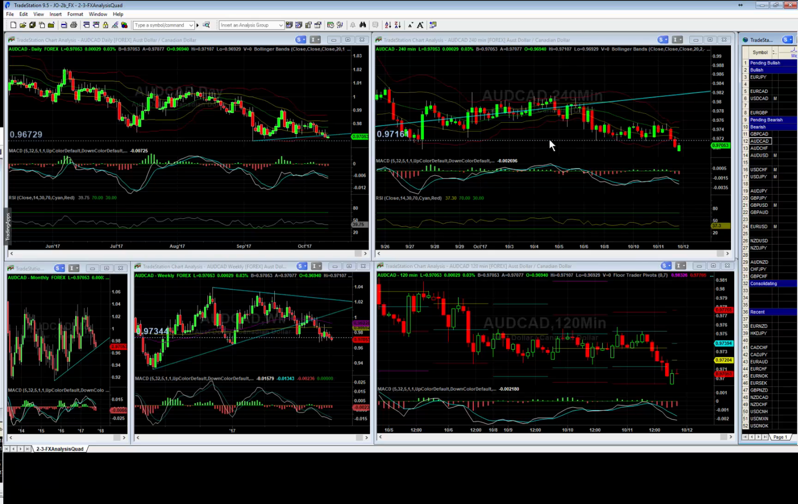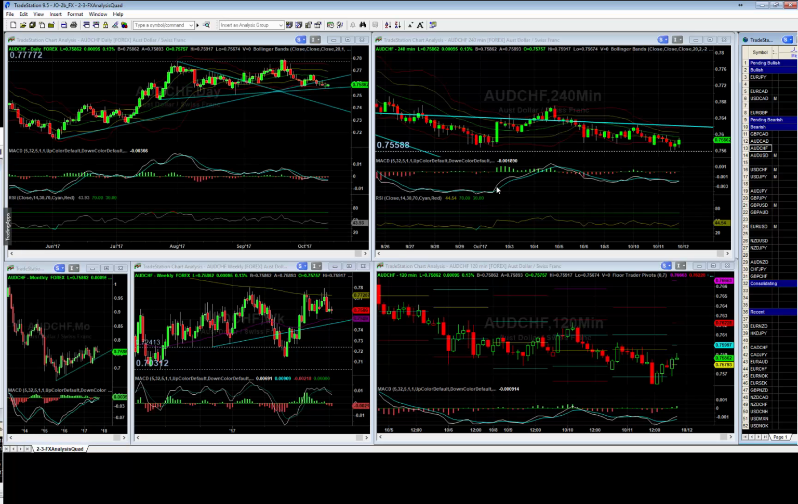The Aussie Loonie did break through its support of 0.9716 or so, and now we're going to watch to see if we can get below this previous pivot, which I think we already have, and on down towards the 0.96729.